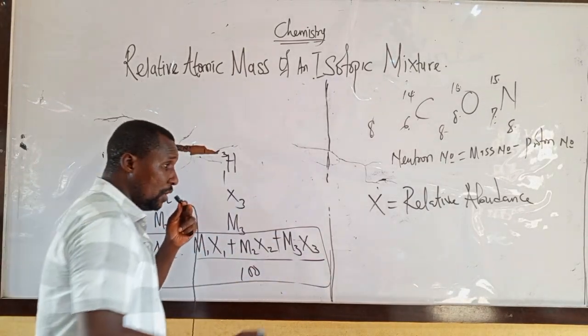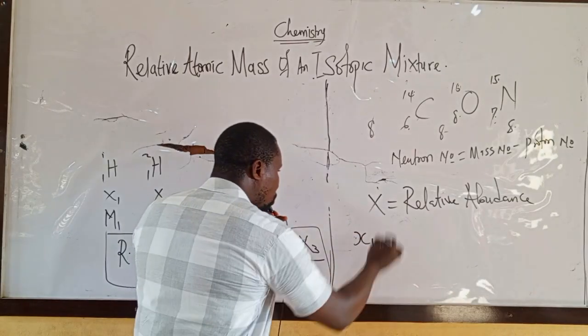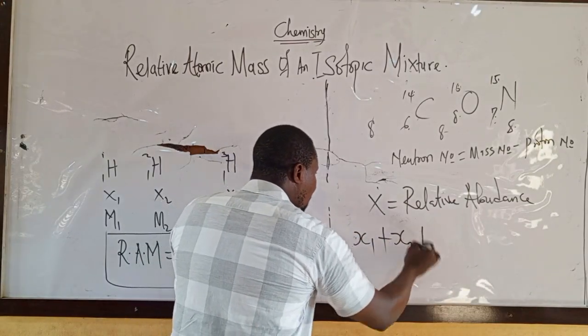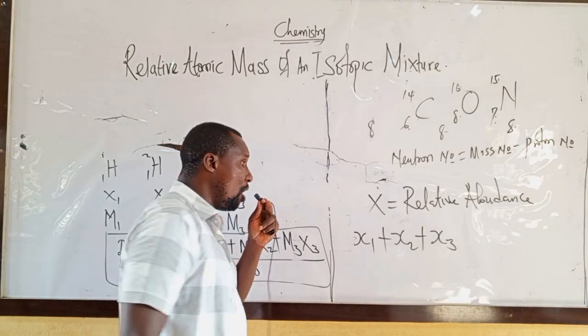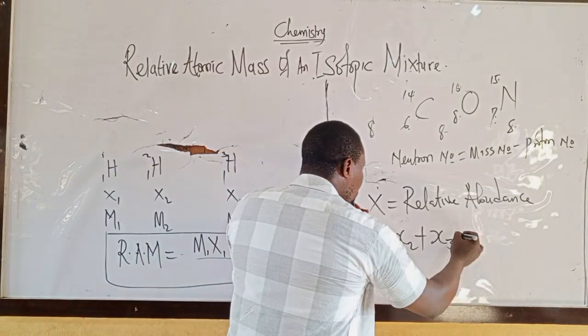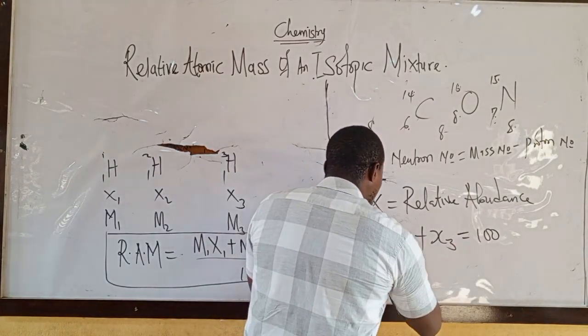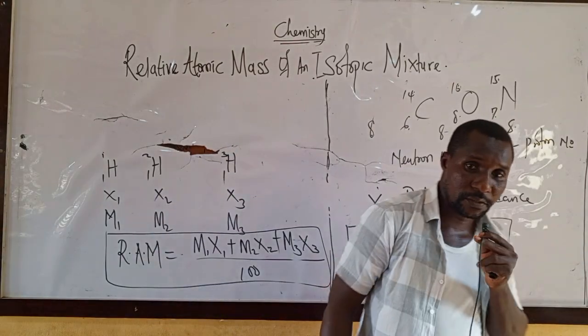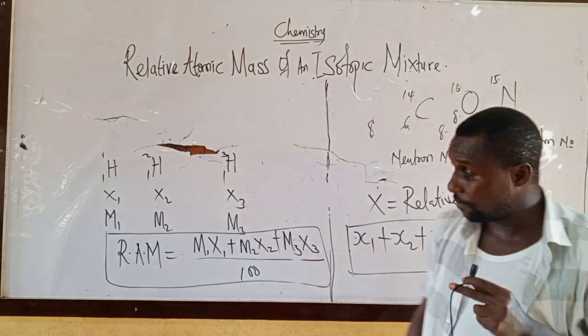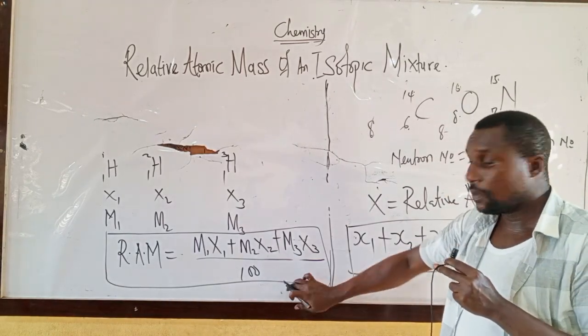And I told you that in addition, the sum of the relative abundances of the isotopic mixture of an element must be equal to what? 100. Take note of that. Please take note of that.